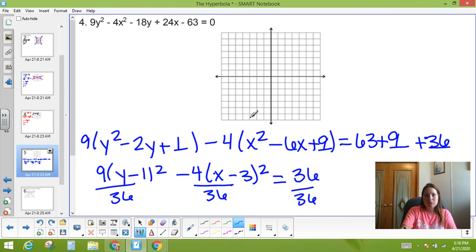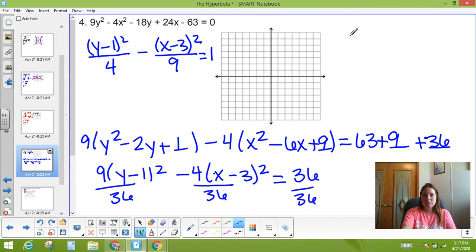All right, I'm going to write it up here. So you have y minus 1 squared over 4, because 9/36 reduces to 1/4, minus x minus 3 squared over 9, because 4/36 reduces to 1/9, is equal to 1. All right, so that gives us a center at 3, 1.